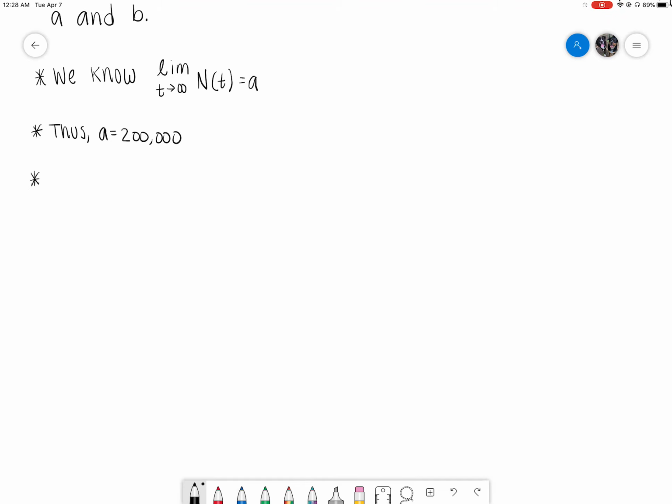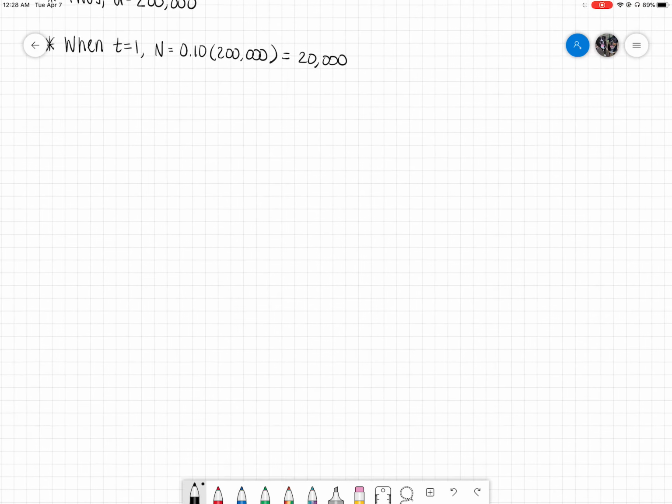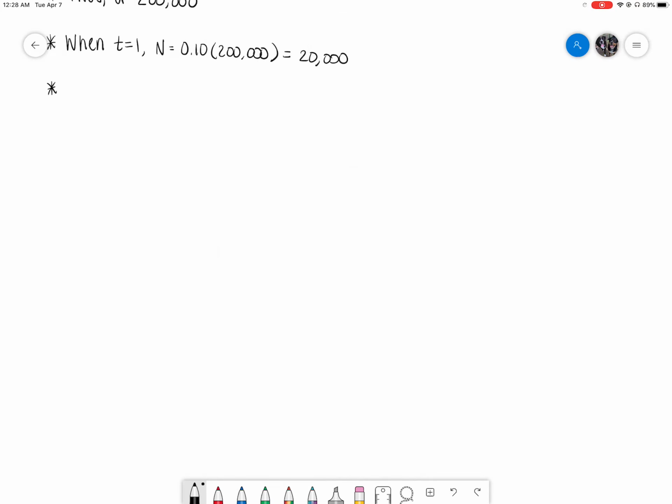We also said that 10% of them see it on the first day. So that tells us when t is equal to 1, n is equal to 0.1 times 200,000, which is equal to 20,000. So 20,000 people see it on the first day. Let's substitute that into our equation and see what we get. N, evaluated at 1, is 20,000. That's equal to 200,000 times 1 minus e to the negative b times 1.